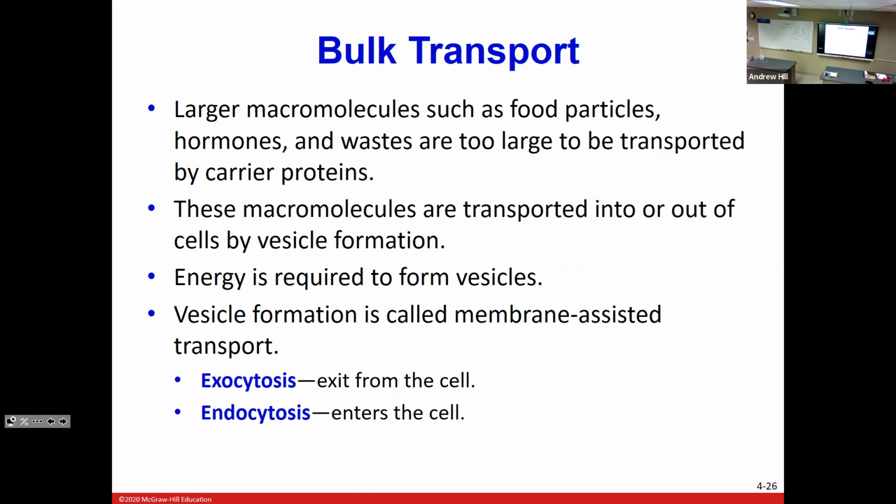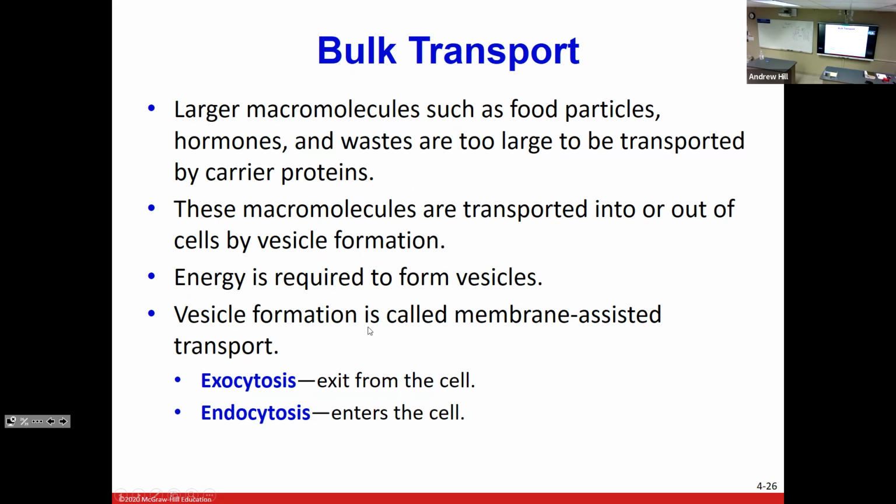How do you get a peptide? Remember, peptides are chains of amino acids. What if it contains 10 amino acids? Well, at that point, you need to do something different. You're going to use bulk transport. So we're going to move large macromolecules, such as food particles, hormones, waste that are too big to be transported by carrier proteins. They have to move by bulk transport. They're transported into or out of the cell by vesicles. Vesicles are little spheres of membrane. It's going to require a lot of energy to do this, so this is a form of active transport.